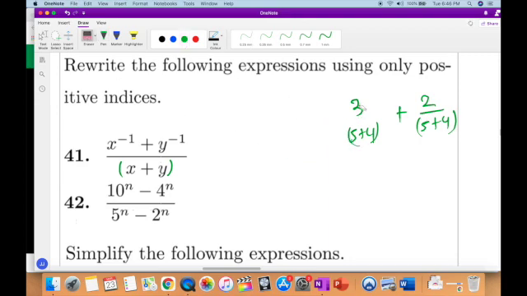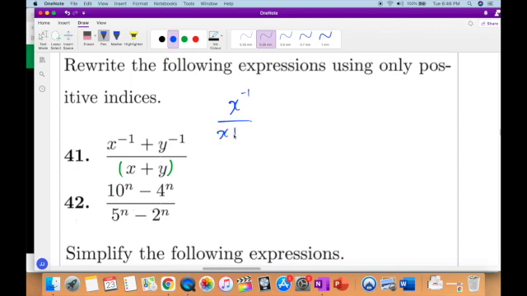So let's see if separation actually does anything here to help us, right? I'm not sure if separation will. This will be x to the negative 1 over x plus y, plus y to the negative 1 all over x plus y. Okay. But I have an easier way to do it, you know. Let's not separate, right? Let's just leave this as x plus y, right?